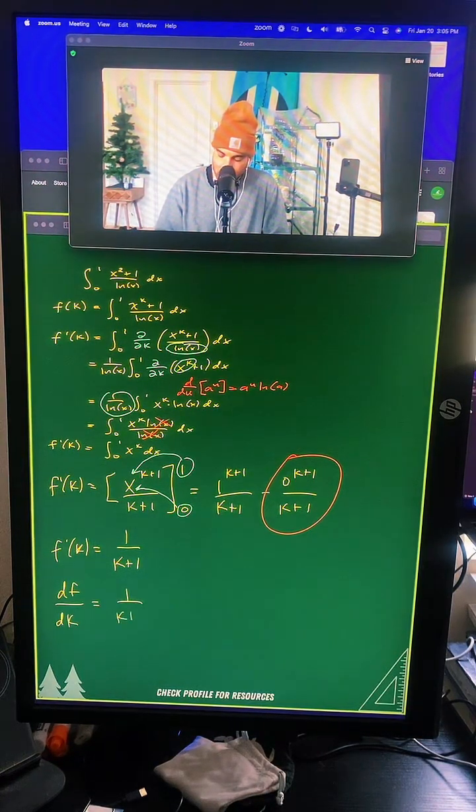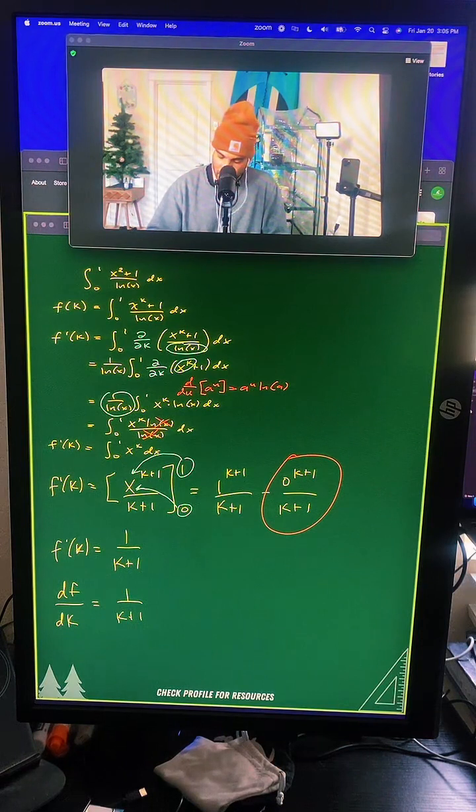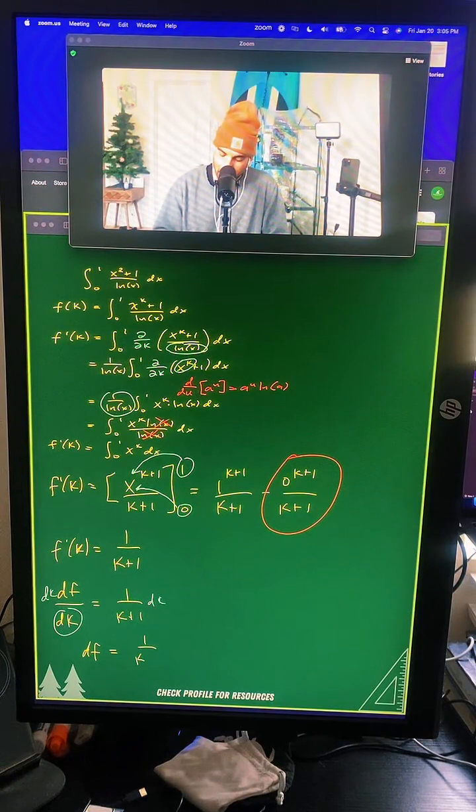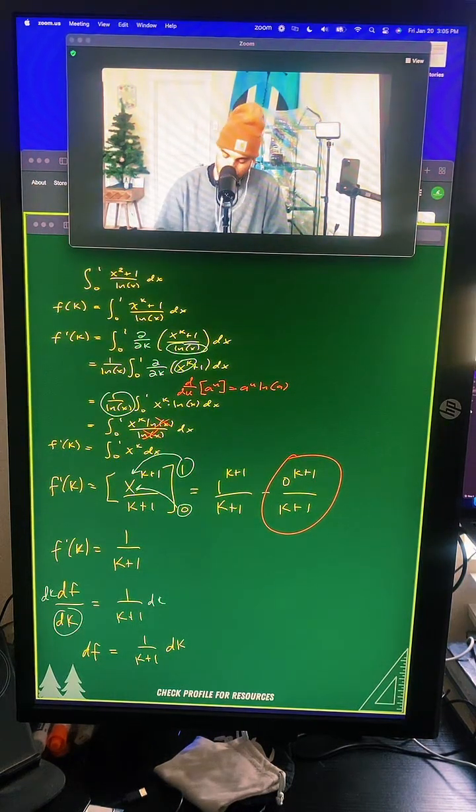Notice that I simply just rewrote the derivative on the left side. Okay? So now I'm going to use separation of variables and multiply the dk to the other side, so that I have df is equal to 1 over k plus 1 dk. Got it. So Leibniz did the notation. Yeah, I always forget the two.